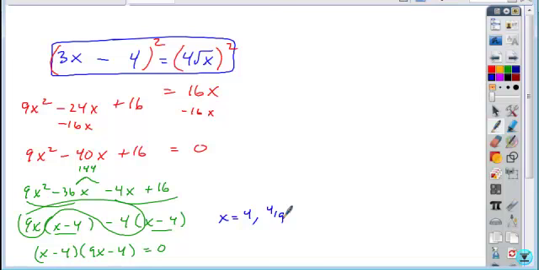And if you test these into your original form, 3 times 4 is 12, minus 4, is that equal to 4 times the square root of 4? Is 12 minus 4, 8, equal to 4 times 2, 8? Yeah, so 4 works. If we test 4/9, we get 3 times 4/9 minus 4. Is that equal to 4 times the square root of 4/9? Well, right here you can see that the 3 and the 9 cancel. 4/3 minus 4 is going to give us a negative number. There's no way that a negative number can equal 4 times the square root of a positive value. So we know that that's going to be extraneous.